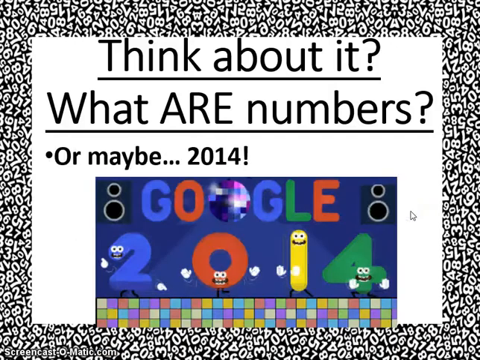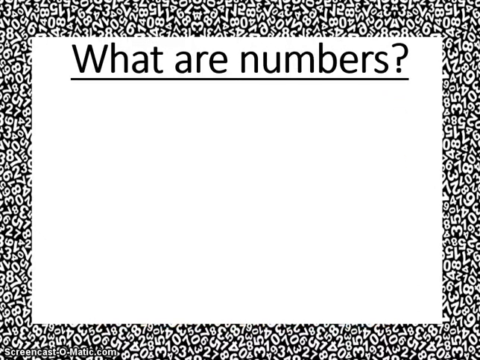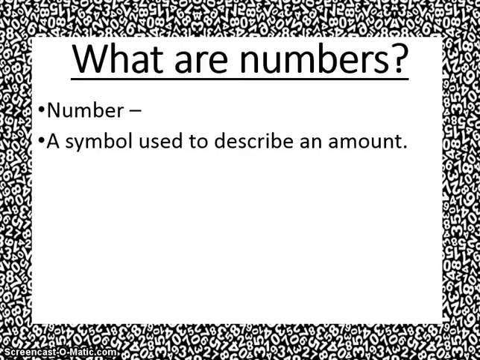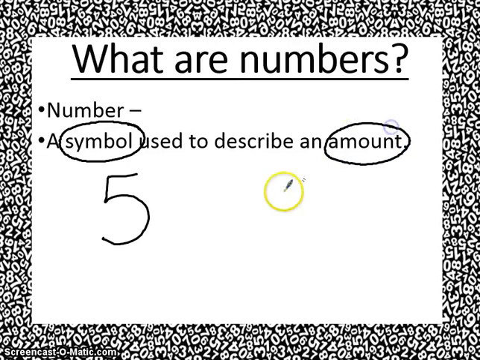Here's another situation coming in on the new year. 2014. What does that really mean? It really means the amount of time in years since BC began. 2014 years. It's an amount. So if we are to define what a number is, we will define a number as a symbol used to describe an amount. So let's take the number 5, for instance. The pattern that I just wrote is a symbol. It is a written picture, and that picture represents an amount. It represents this many: 1, 2, 3, 4, 5. So a number is both the symbol and the amount that it represents.